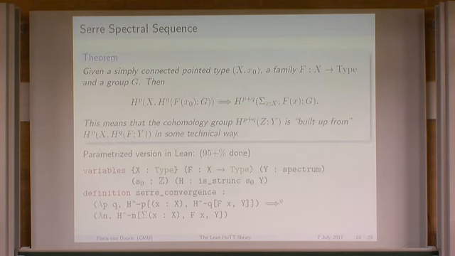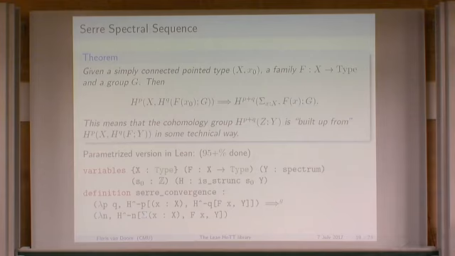So this is the statement of the Serre spectral sequence. Here is a statement in words, and this is a slightly more general way how we formalized it. The Serre spectral sequence says that if you have a simply connected pointed type X with base point x naught, a family over X, and a group G, then there's this arrow, and a group here which is the cohomology group of the total space of F with coefficients in G.